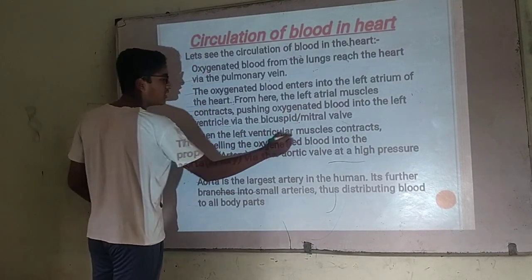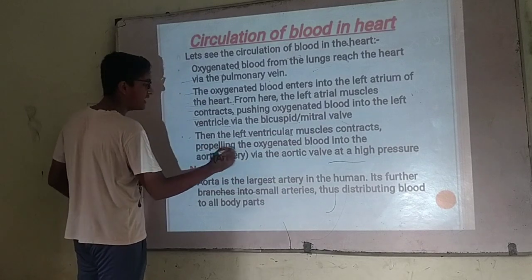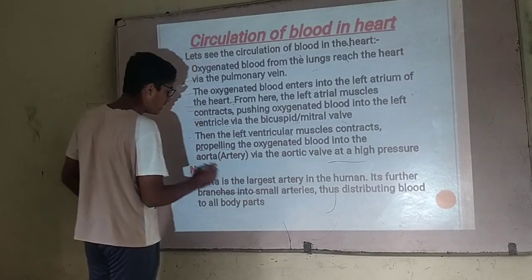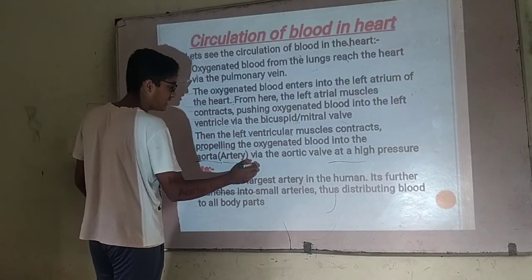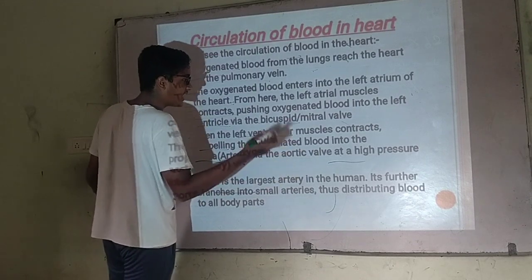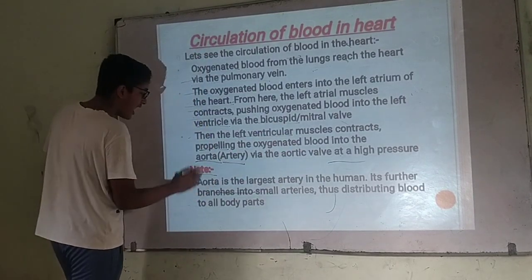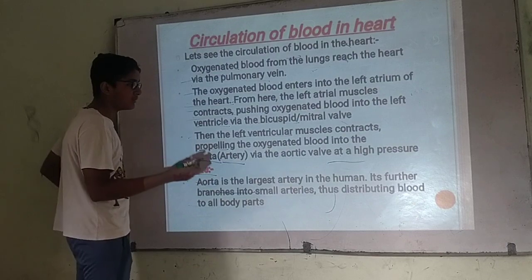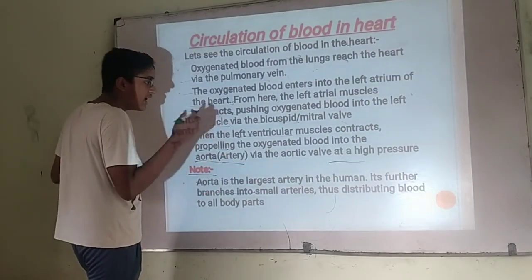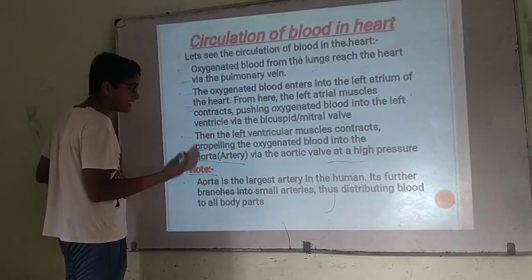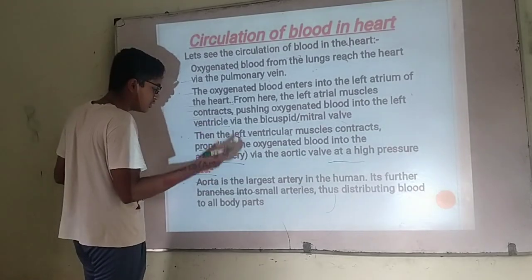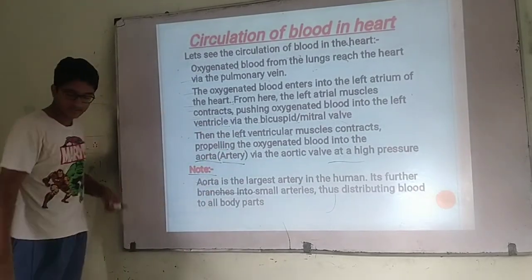Then the left ventricular muscles contract, propelling the oxygenated blood into the aorta, which is an artery, via the aortic valve at a high pressure. Note, aorta is the largest artery in the human body. It further branches into small arteries, thus distributing blood to all body parts.